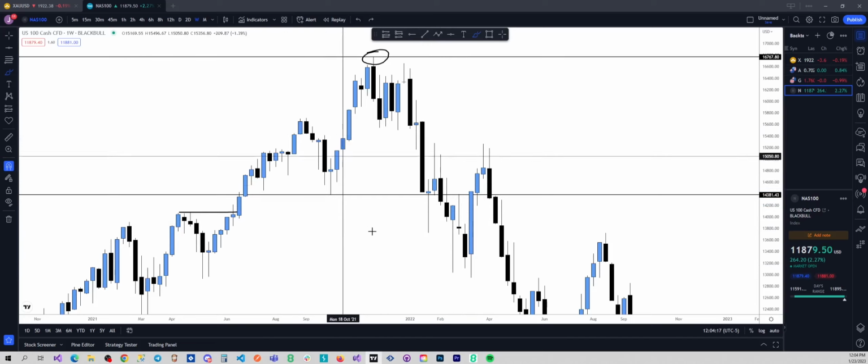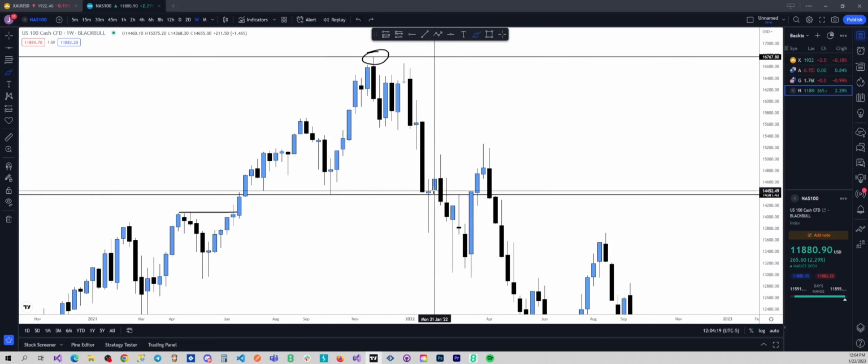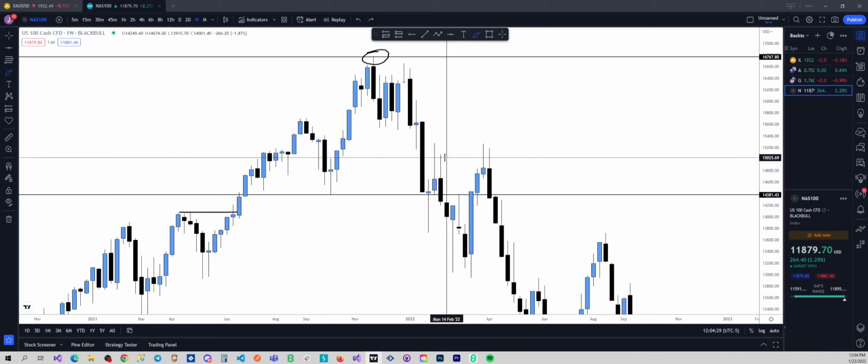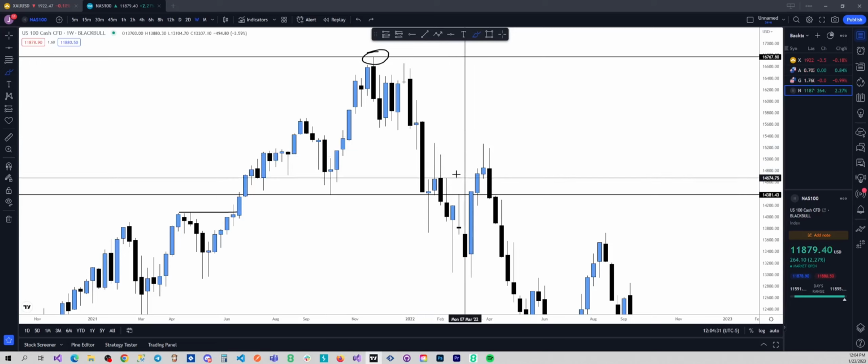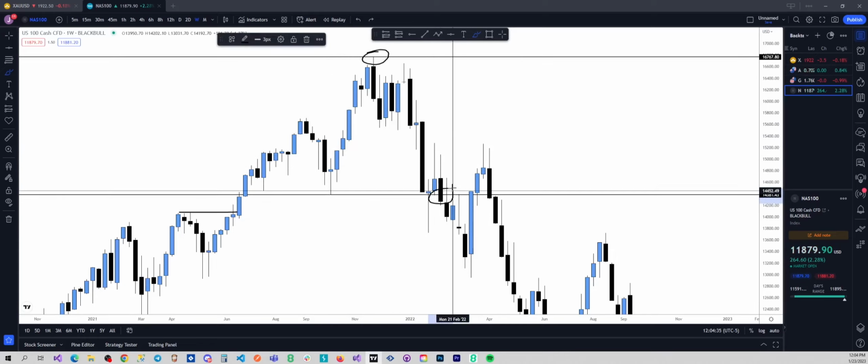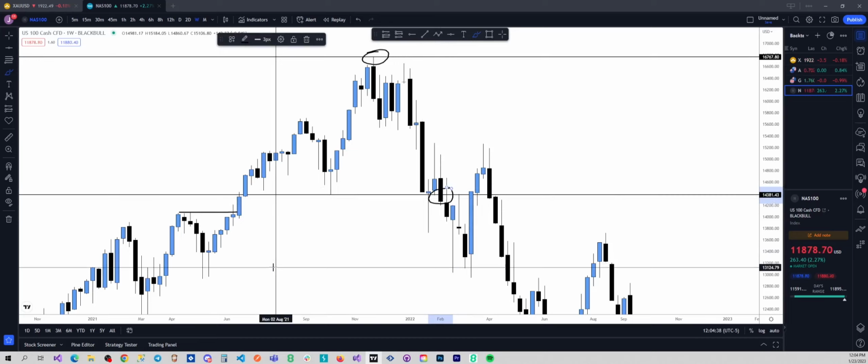As you can see, price shifted structure. Now this is a shift of structure. So when price is going in one direction and the price shifts to a different direction, price changes direction, we consider that a shift of structure or a break of structure. All right. So we were in a bullish trend. Price broke structure to the downside. All right. So this is a shift of structure.